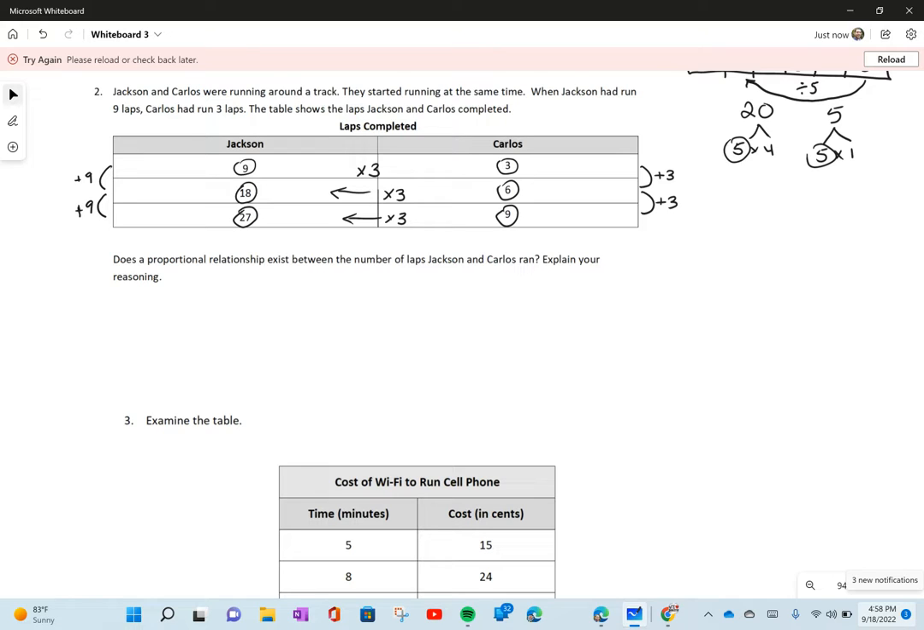Let's see if the unit rate is the same for each. So we want to know how many laps does Jackson run per lap that Carlos runs. So we want to know Jackson per Carlos, so laps.